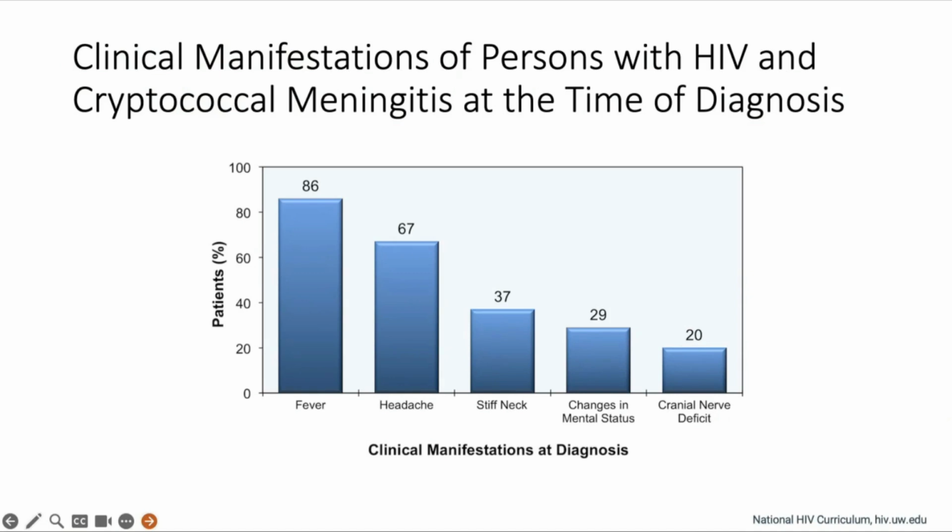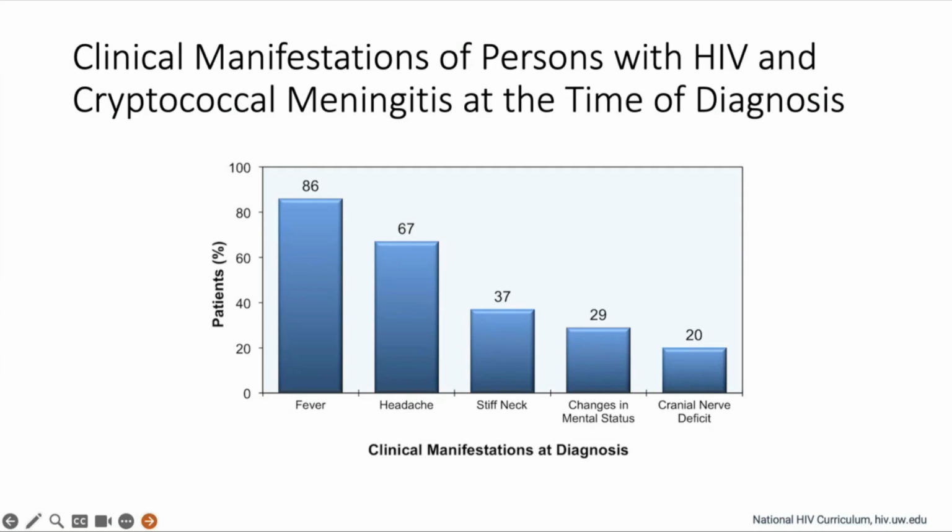So this one I think is helpful. These slides, or some of these images, are from the National HIV Curriculum that I always tell you guys I love so much because it's so easy to read. They show some of these figures to talk about how common different symptoms are at the time someone's diagnosed with cryptococcal meningitis. You can see that most people have a fever, two-thirds have a headache, only 37% reported a stiff neck, and then smaller numbers with changes in mental status or cranial nerve deficits.